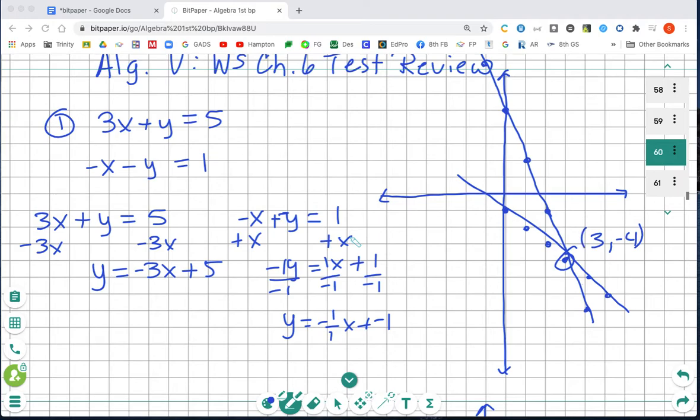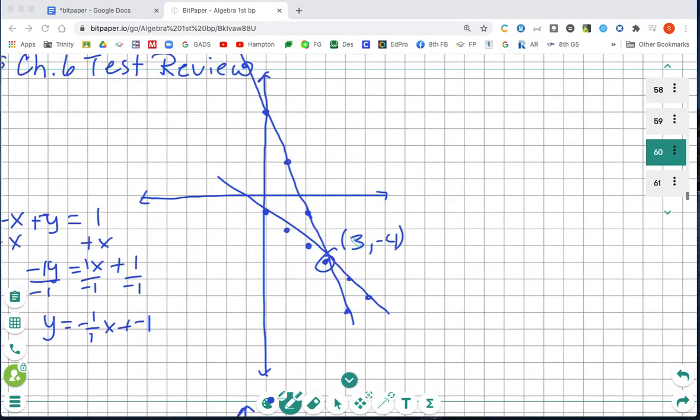And so now we need to do a quick check. We're going to take 3x plus y is equal to 5. 3 times 3 plus negative 4 is equal to 5. 9 plus negative 4 is going to be 5. So the first equation works.